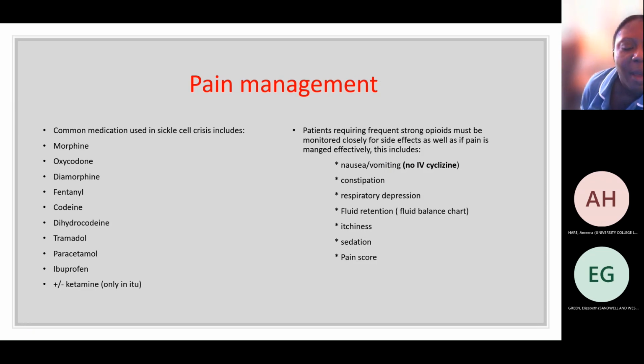So here we talk more in terms of our patients, the commonly used medications for sickle cell patients. First line now is mostly morphine. Some patients used to be on diamorphine, but now that there's a national shortage, we've stopped that completely. So we've converted all our patients who used diamorphine to morphine.